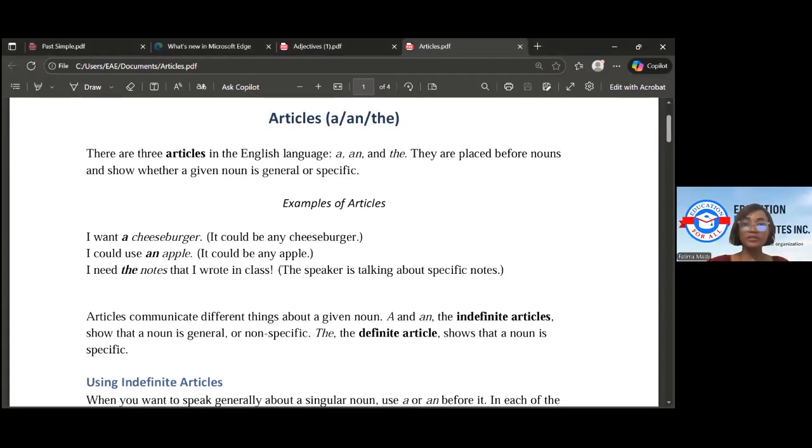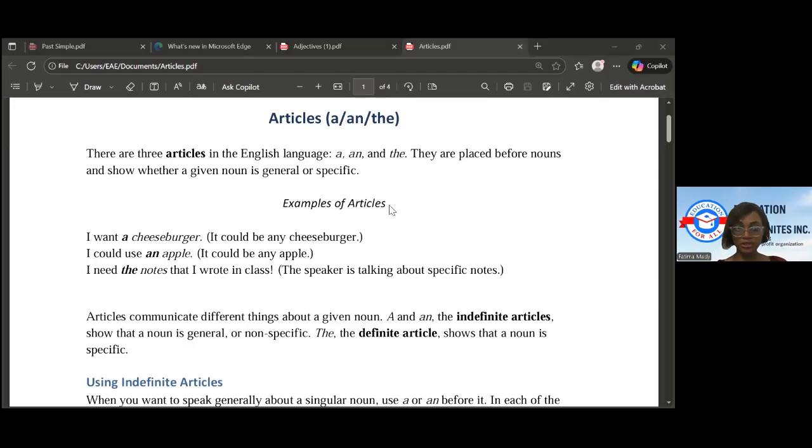So, articles. We have a, an, and the. These are the articles we have in English. We have just three. There are three articles in the English language: a, an, and the. They are placed before nouns and show whether a given noun is general or specific.